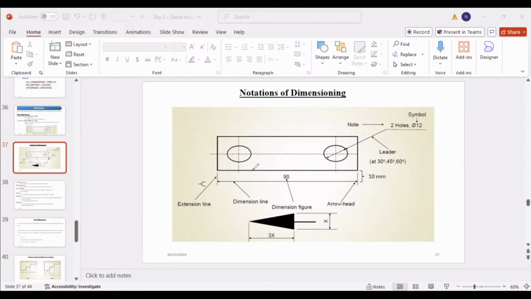So you have learned them. So this is the dimension line. So these are the extension lines. So here you can see that normally an extension should be at least 10 millimeter, right?